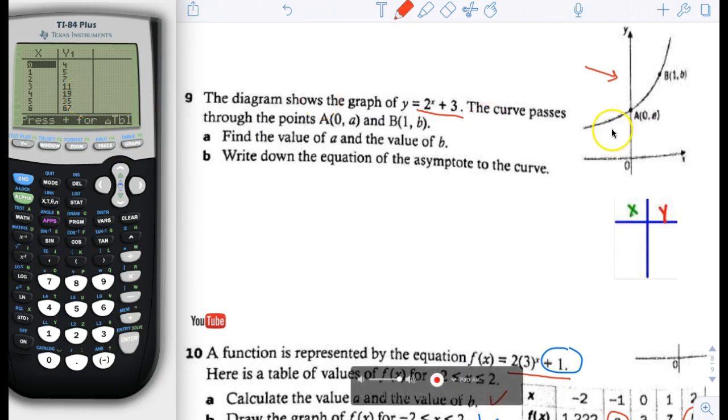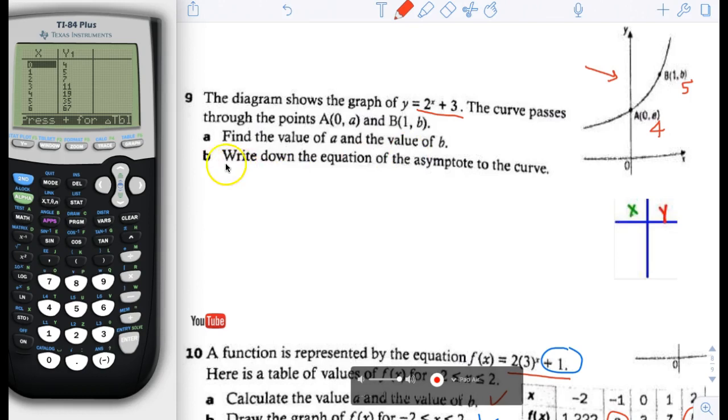Now what they're going to ask me is they want to know the coordinates of the A and the B points, okay? A has an x value of 0, so let's find out in the table what the y value is when x is 0. It's 4, okay? So we know that the value here is 4. What about the value for the y that corresponds to x equals 1? Let's go back to the table. 1, 5. So it would be 5. Okay? Find the value of A and the value of B. Okay, we just did that.